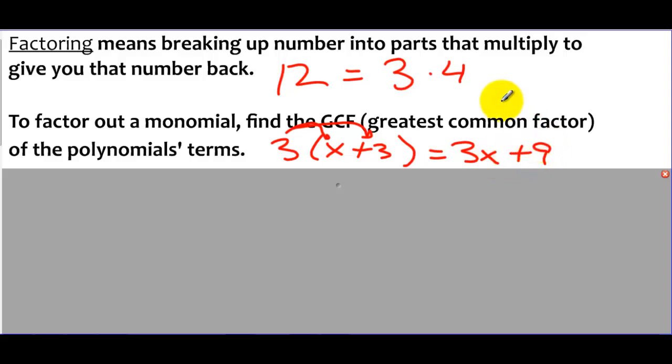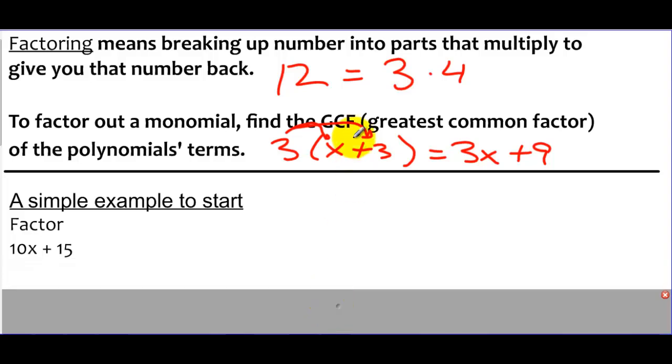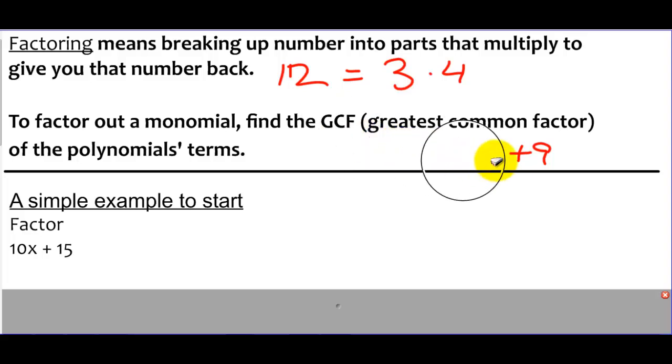Alright, so now we're going to do this backwards, and I'm going to give you 3x plus 9, and my question is going to be, well, what were the two factors that gave me 3x plus 9? So we're going to go backwards and undo this process. Okay? So let's start off with a simple example. And we're going to use the instructions at the top that say, if you'd like to factor, find the GCF, the greatest common factor, of all of the polynomial terms.